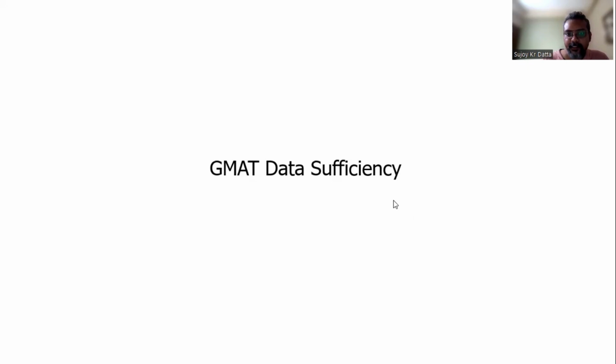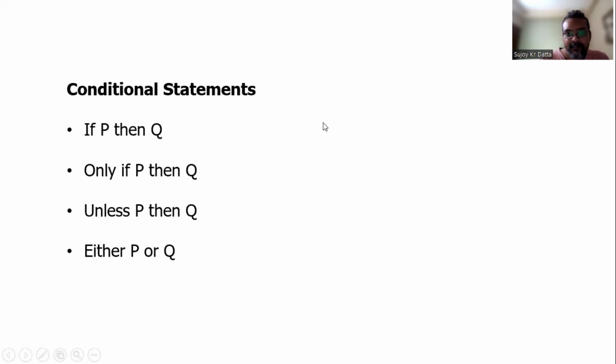So first, let's look at conditional statements in data sufficiency. Conditional statements typically look like this: if P then Q, only if P then Q, unless, and either or. So what are these basically? Take the if P then Q statement. If it rains, that it rains is the P part, then I wear a raincoat, let us say, is your Q. So if it rains, then I wear a raincoat.